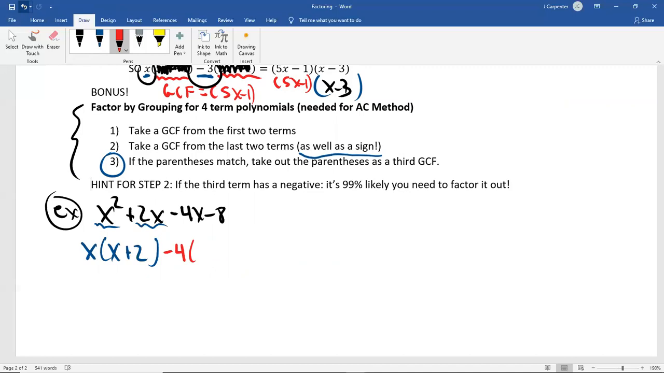That negative is part of the GCF. So negative 4x divided by negative 4 is positive x. Negative 8 divided by negative 4 is positive 2. Now they match, so our third GCF is x plus 2.